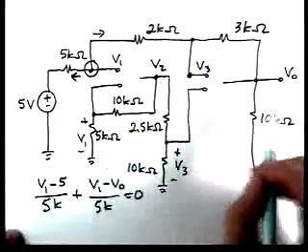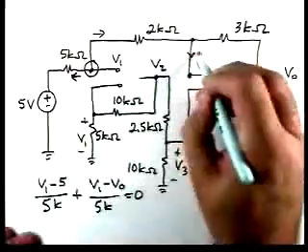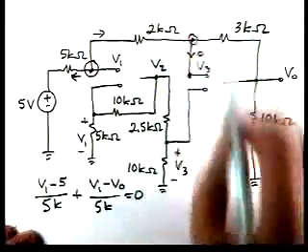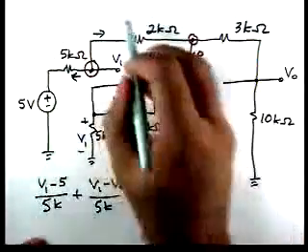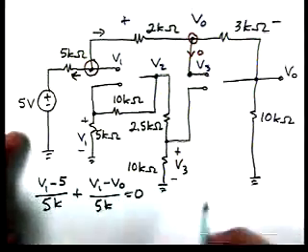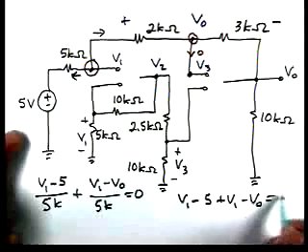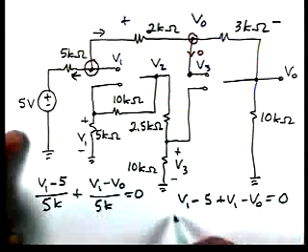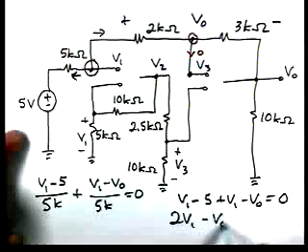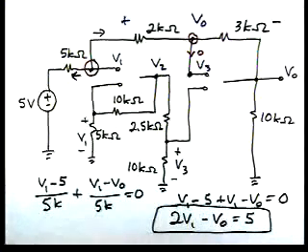So the voltage V0 is here. Since the current flowing into here is 0, if I look at Kirchhoff's current law here, then the voltage V0 is across that series combination. So if we multiply through by 5K, we'll have V1 minus 5 plus V1 minus V0 equal to 0. So that'll give us 2V1 minus V0 equal to 5. Okay, so there's a relationship between V1 and V0.